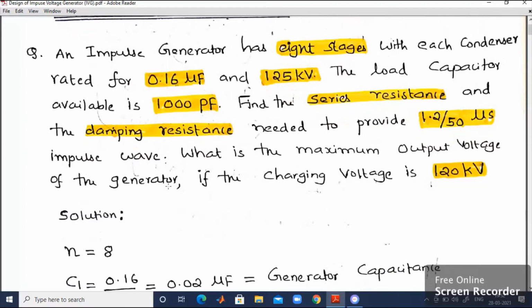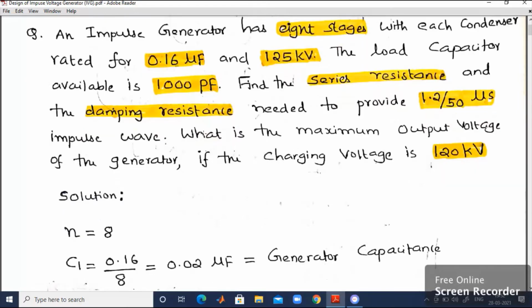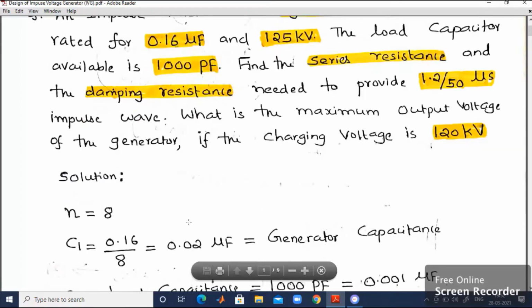There are 8 stages, so I have noted down n is equal to 8 and the capacitor rated for 0.16 microfarad. The generator capacitance is given by 0.16 microfarad, but there are 8 stages. Therefore, the generator capacitance C1 is given by the given capacitance divided by number of stages. Therefore, I have got 0.16 divided by 8, that is nothing but 0.02 microfarad. You can directly observe here. This is called the generator capacitance.